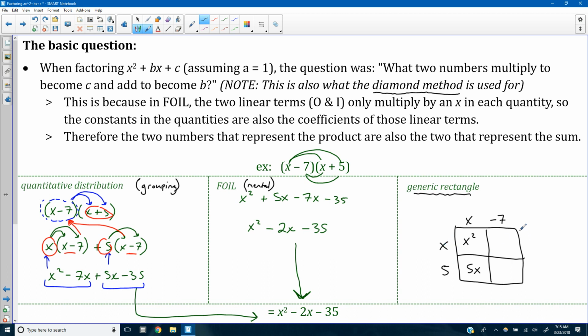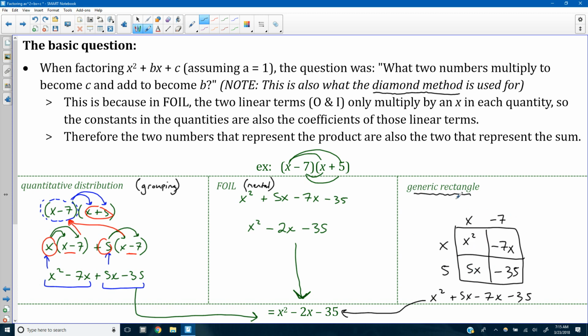And x over here times negative 7 is negative 7x. And then 5 times negative 7 is negative 35. And what I'm going to do is write this out as a string right here: x squared plus 5x minus 7x minus 35. If I want to find the area of this rectangle, I am going to add up all of these individual portions. I will not multiply them. They already multiplied to become the area of the small parts. Now that I add all these areas together, it becomes that, which of course turns back into this again, just like all these other ones did.